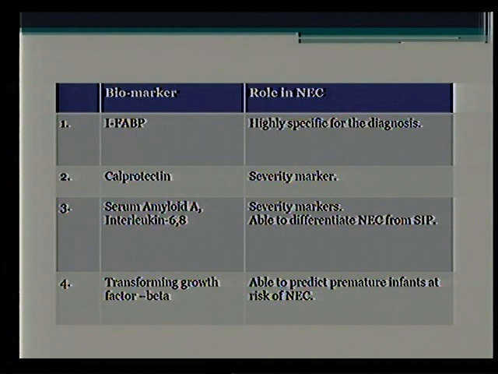So I would like to summarize these things. Intestinal fatty acid binding protein is very highly specific, so it's a diagnostic marker and also can be used as a severity marker. Calprotectin is a severity marker. The serum amyloid A, interleukin 6 and 8, they are severity markers and they are able to differentiate NEC from non-inflammatory pathologies like spontaneous intestinal perforation or feeding intolerance, etc. TGF beta is able to predict premature infants at risk of NEC.